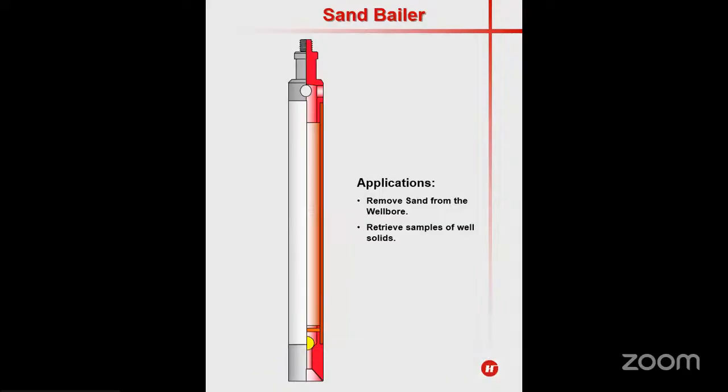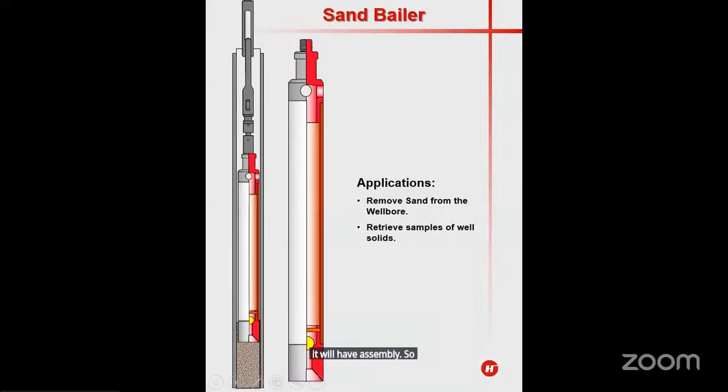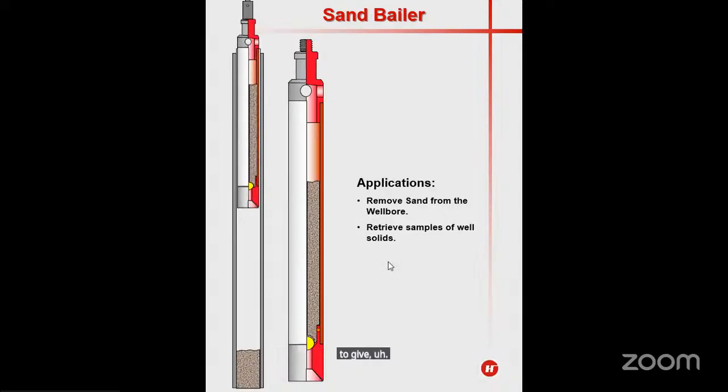The sand baler. Sand baling is done with a tool like a barrel. This barrel has a bottom check valve, so when we go down with this barrel, it will take a sample. So it's called a sand baler or a sample baler, used to bale and retrieve the sand from inside the well, and the check valve here prevents the sand from depositing again.